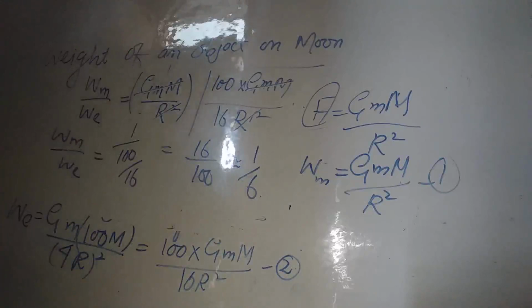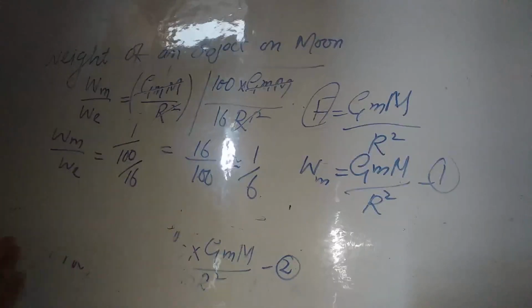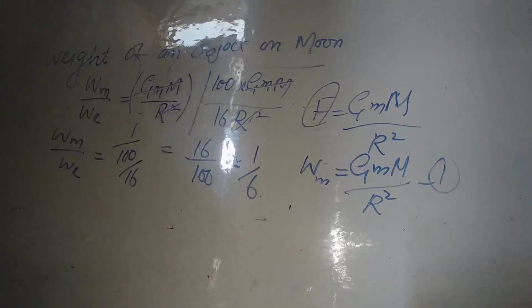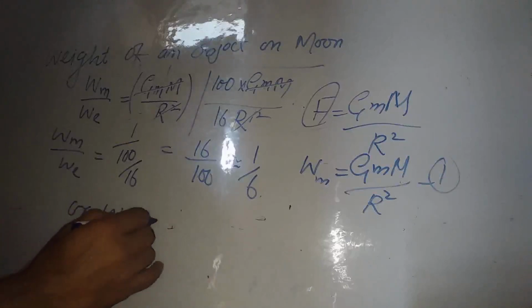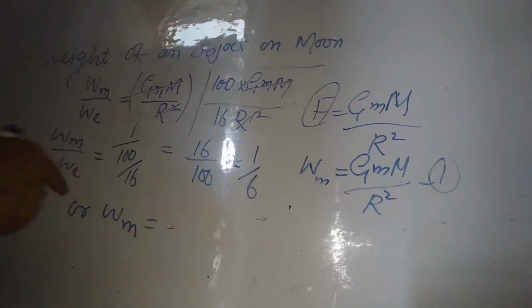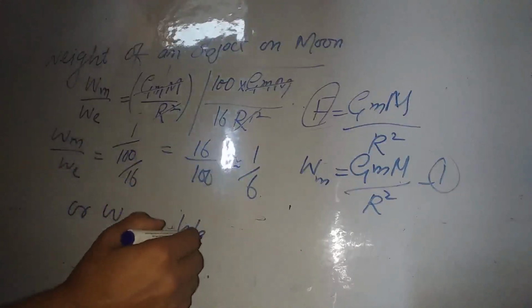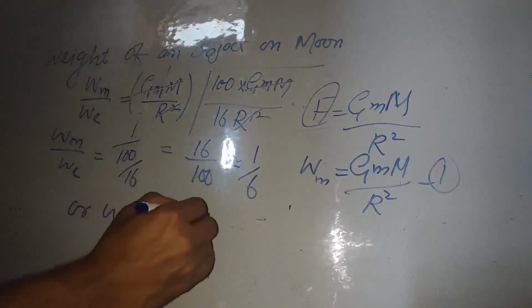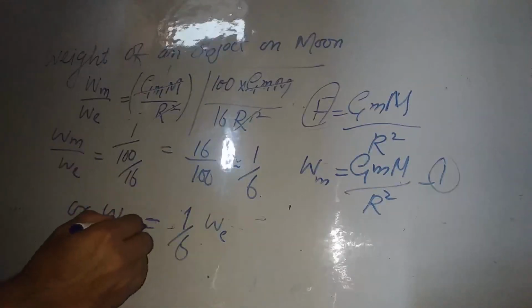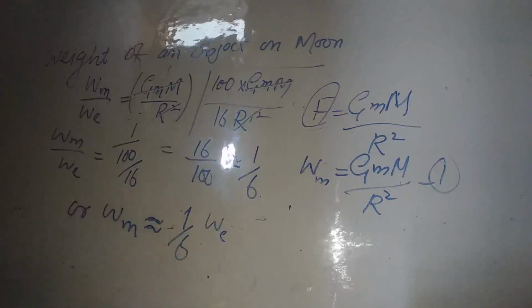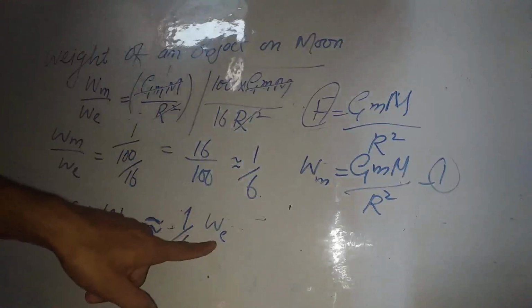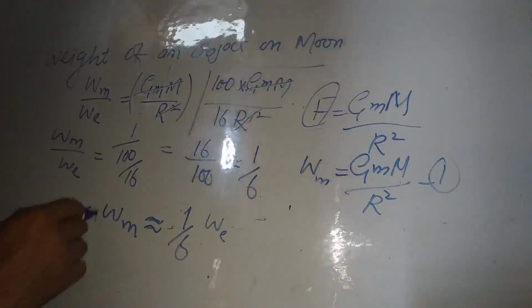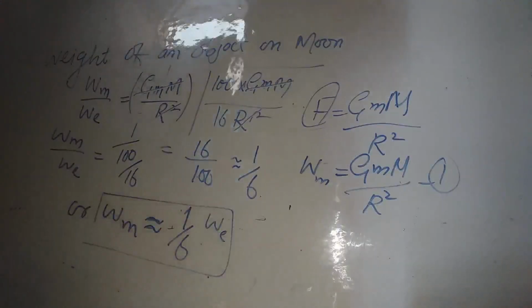यहाँ पे हम कैलकुलेट कर सकते हैं. So Wm is equal to 1 by 6th of We, approximately. So weight on the moon is equal to 1 by 6th of weight on the earth. Okay, weight on the moon is equal to 1 by 6th of weight on the earth.